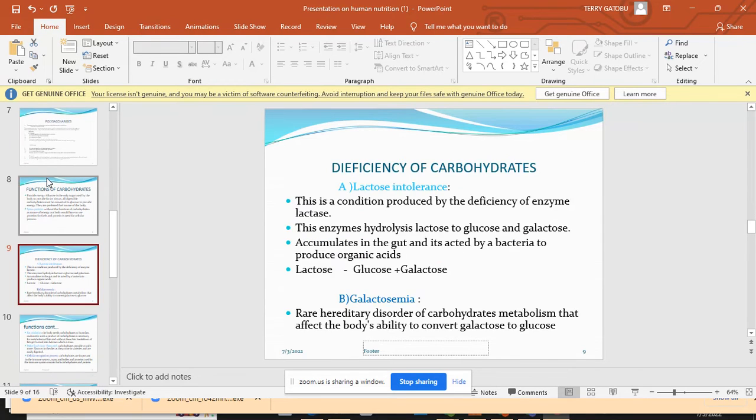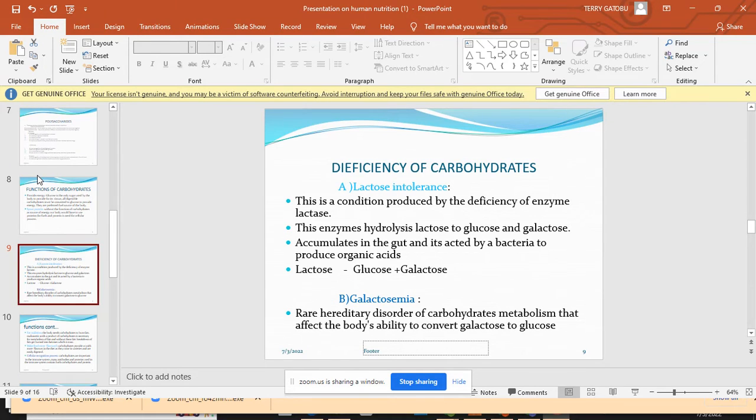We can continue, class. We have deficiencies of carbohydrate. One, galactosemia. Can you explain galactosemia? It's a rare hereditary disorder of metabolism characterized by the inability to metabolize galactose to glucose.